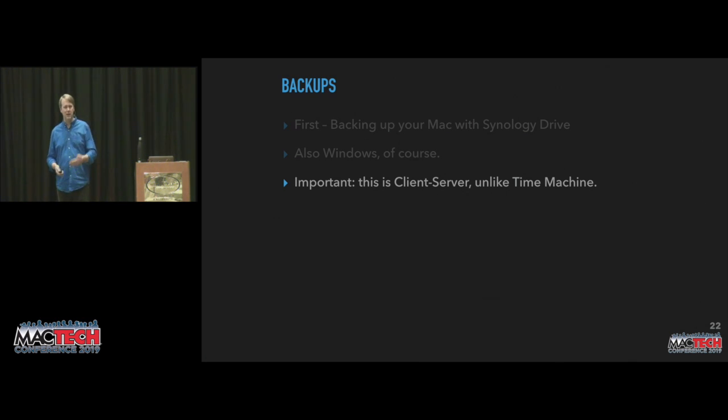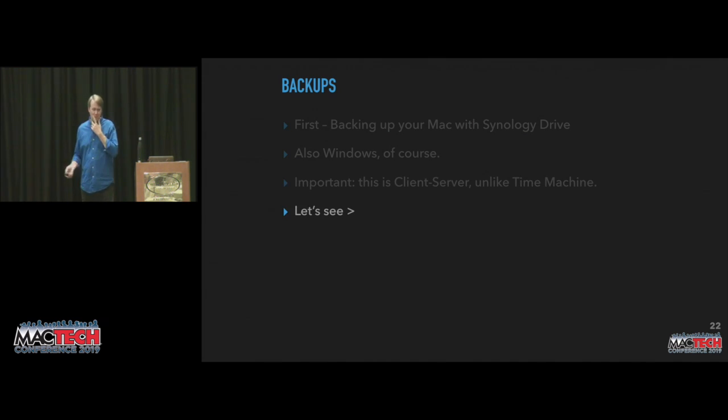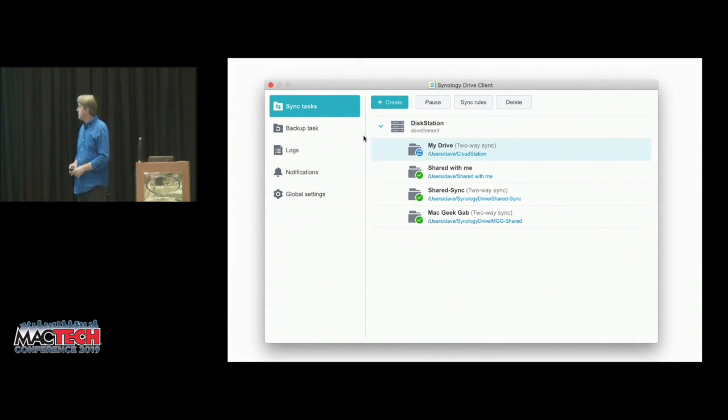By client-server, I mean the app on your Mac takes whatever it's going to back up and sends it to an app on the disk station, and then that is what writes it to the disk. It avoids that corruption problem. And so here's how this works.